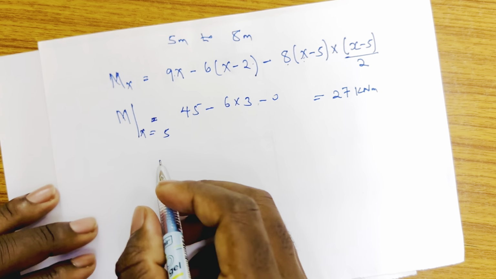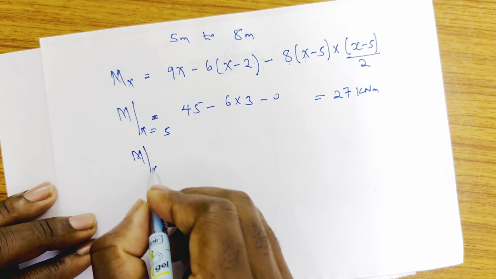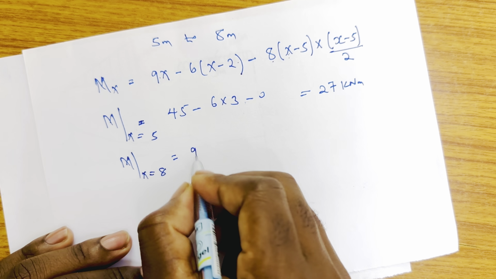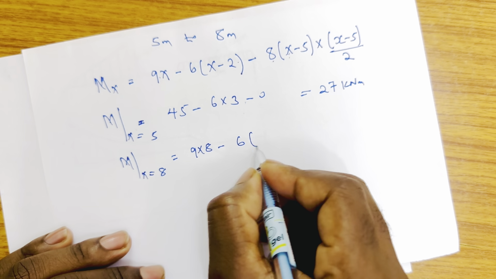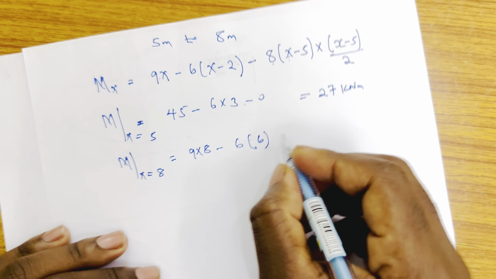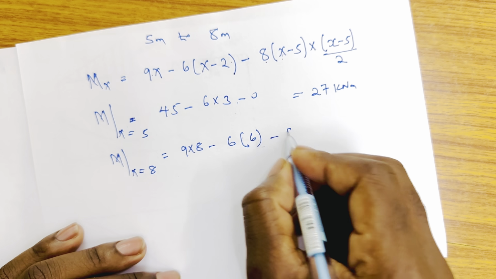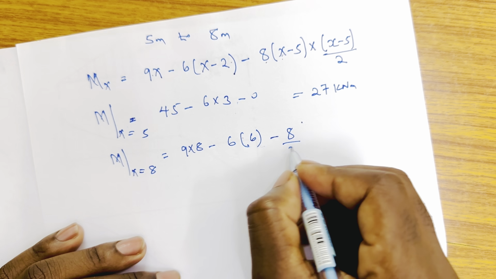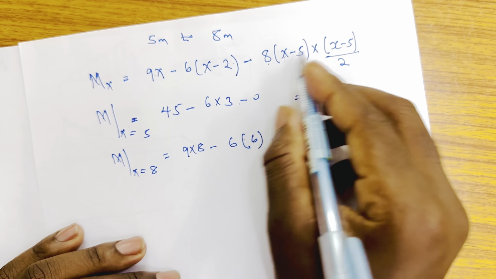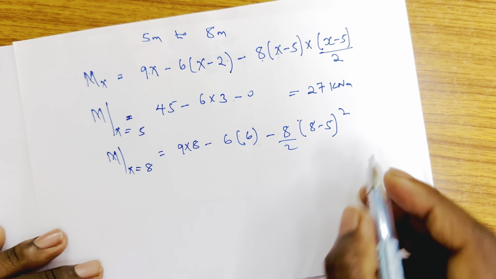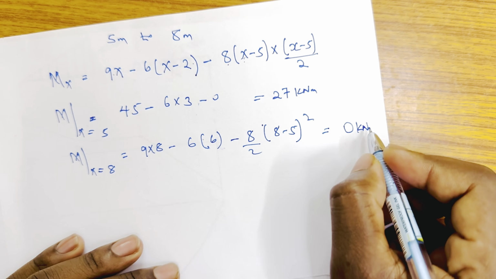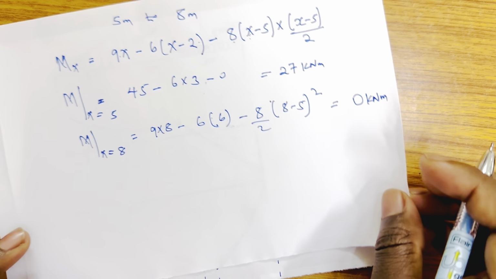Well, what about the value of moment when my x is equal to 8? The value of moment when x is equal to 8 is going to be 9 times 8, then minus 6 into 8 minus 2, which is 6. And then minus 8 over 2 into x, which is 8 minus 5. But since they are the same, I can just put a square here. So totally this answer is coming to 0 kilonewton meter. So you check on that carefully.